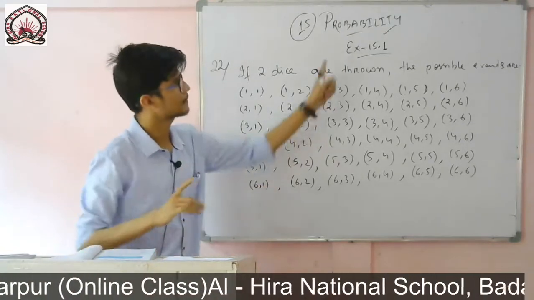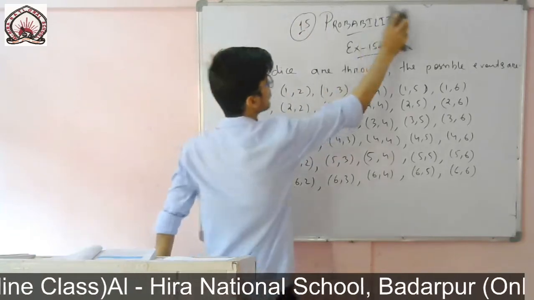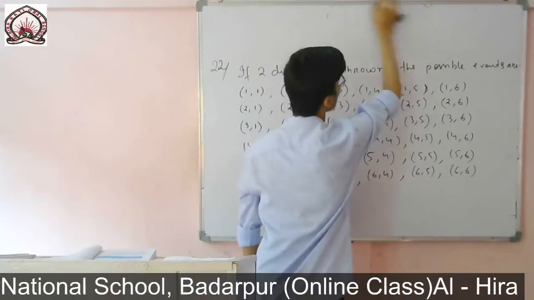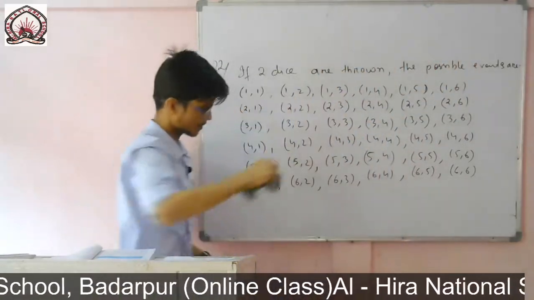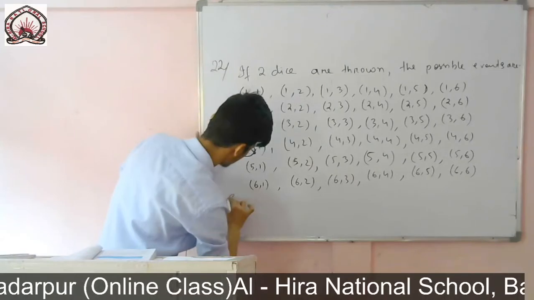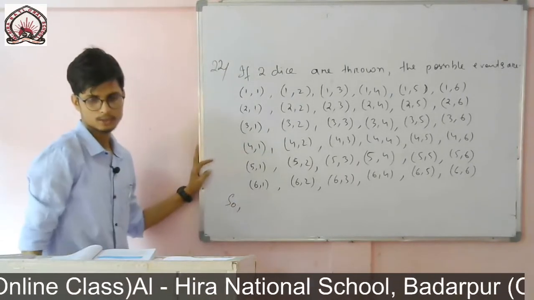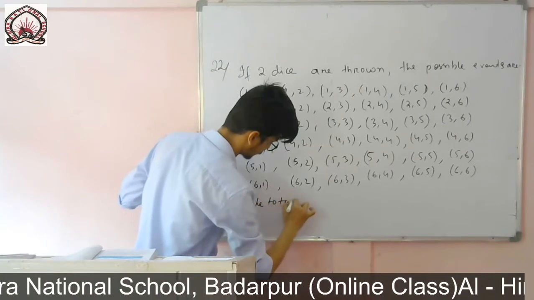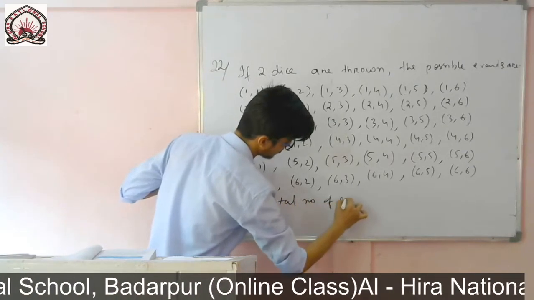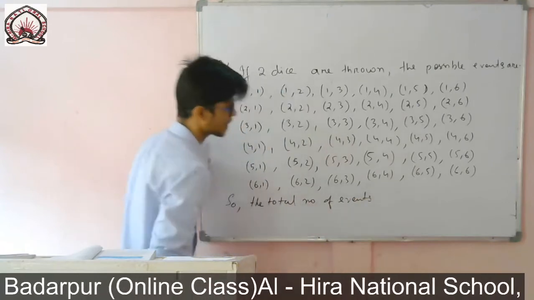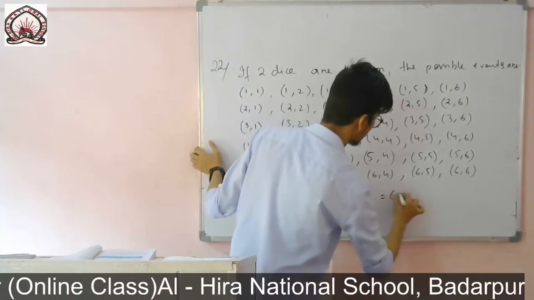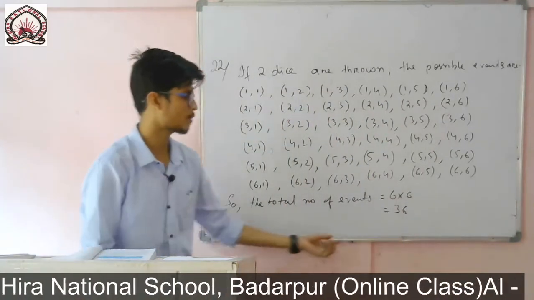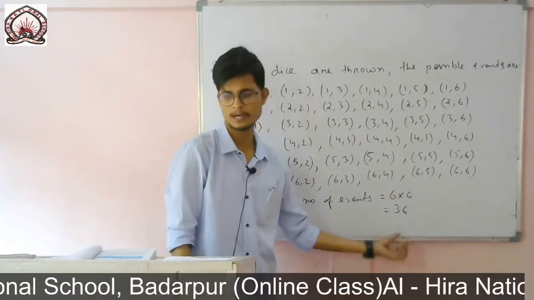One thing I am writing here because I need to make the table also. Let me write first of all here. The total number of events is equal to 6 into 6, which is equal to 36. So this is our total possible outcome.